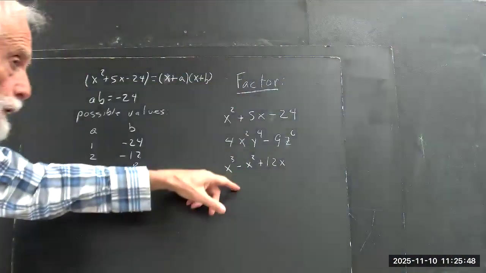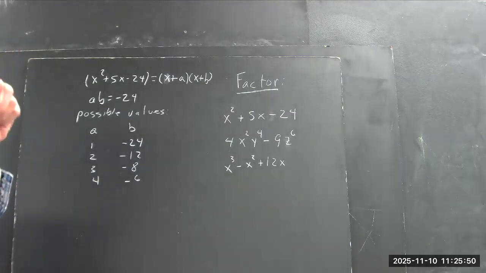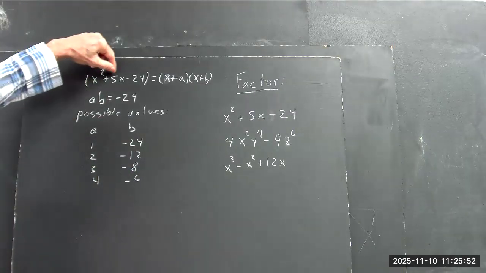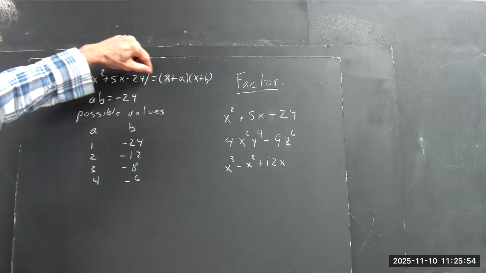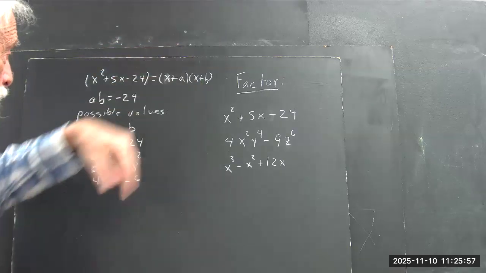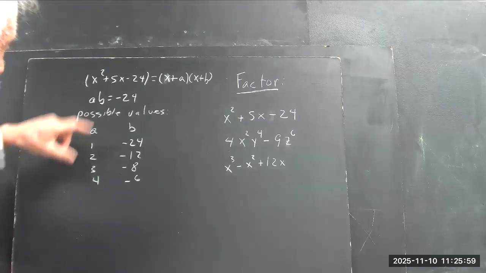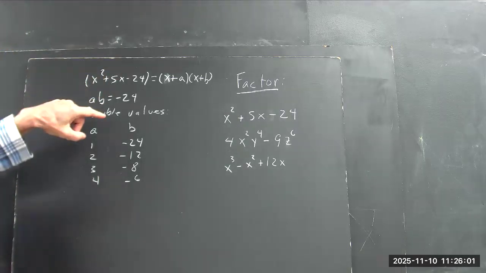Okay. Starting with a quiz where we factor these three things. That x squared plus 5x minus 24 equals (x plus a) times (x plus b). So what are our possible values of a and b?